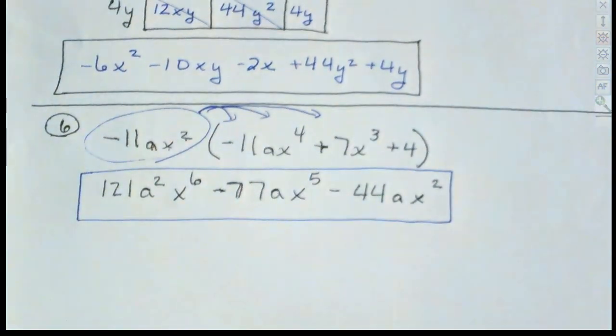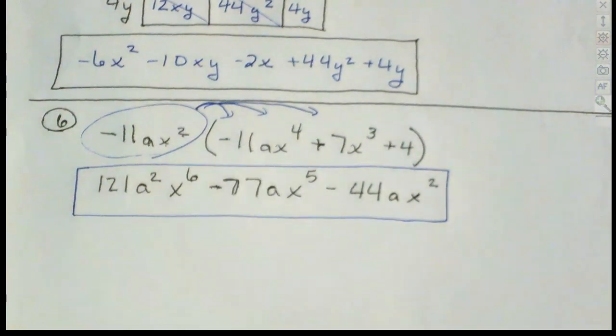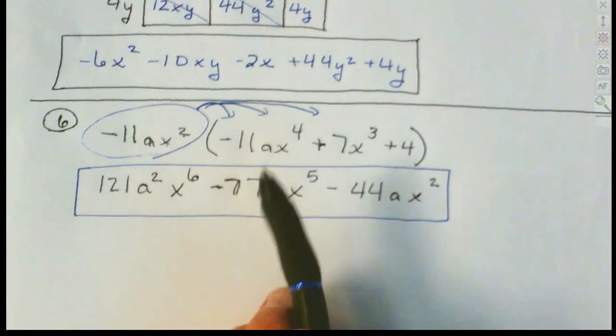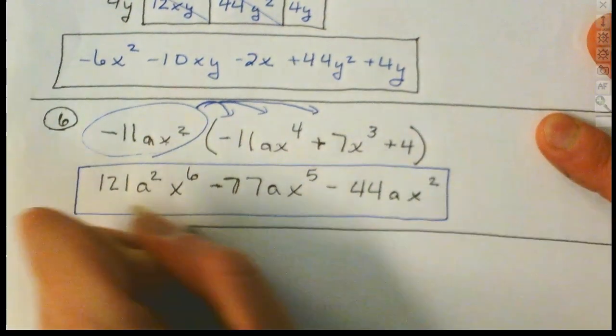So distribute it through, multiply those coefficients. Now, the coefficients are the numbers out in front. Exponents are these powers here. Exponents add, coefficients multiply.